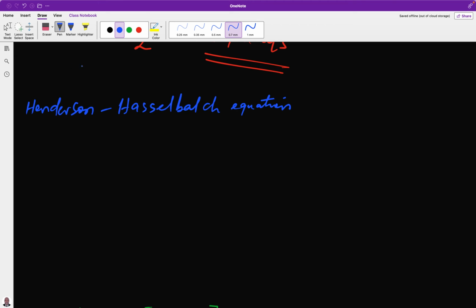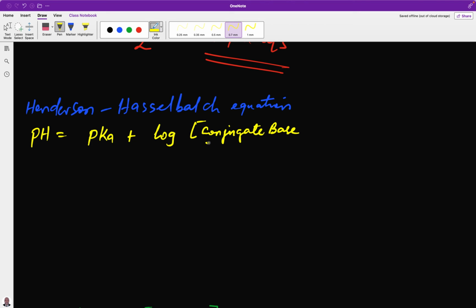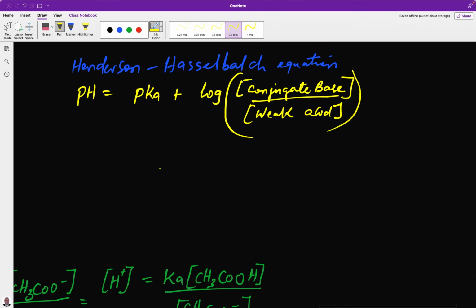In this equation, we will have a pH like this. The pH will be equal to the pKa plus the log of the conjugate base divided by the weak acid. You can do this. So if we apply this equation, that is method 2.